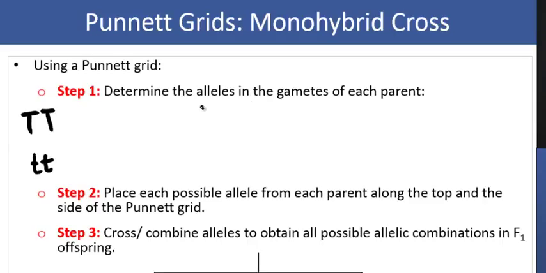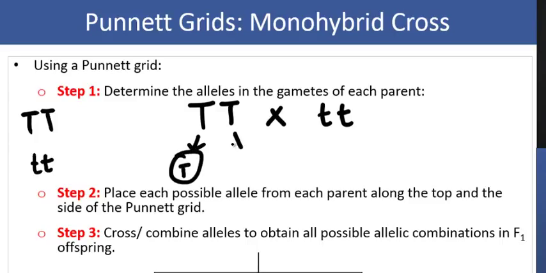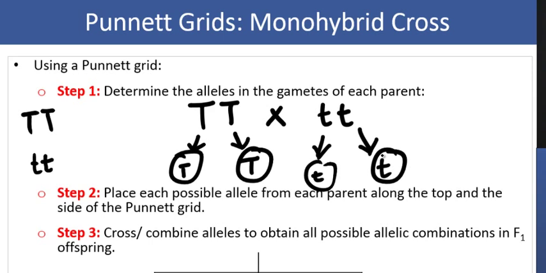So this is our cross right here. We're crossing a homozygous dominant variety with a homozygous recessive variety. According to Mendel's law of segregation, each of these alleles will segregate into gametes separately from each other. That will segregate into one gamete, that into another gamete, that into another gamete, and that one will also segregate in a similar fashion. What we have right here are all the alleles, or the gametes, we'd obtain after that segregation has occurred.